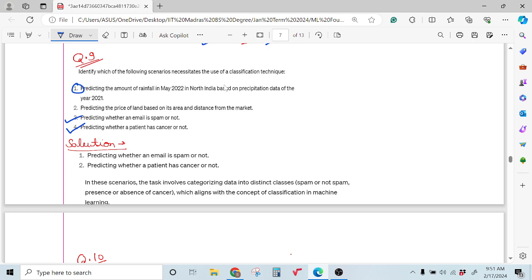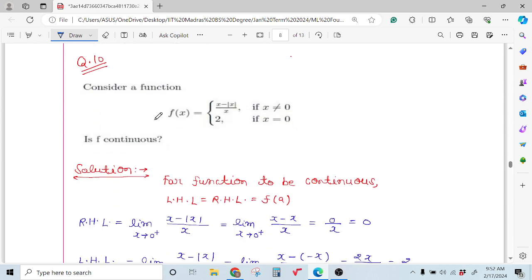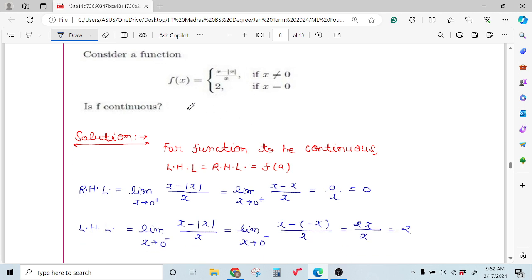The other two are examples of regression models. Okay, so let us proceed with the next problem, question number 10. Consider a function f(x) equal to x minus mod x by x if x is not equal to 0, and 2 if x equals 0. Is f continuous? So we have to find whether f is continuous.